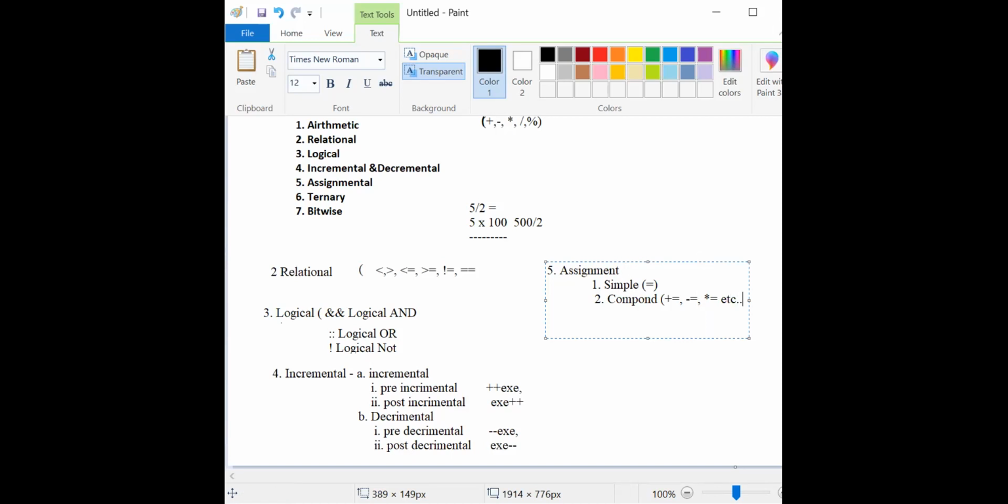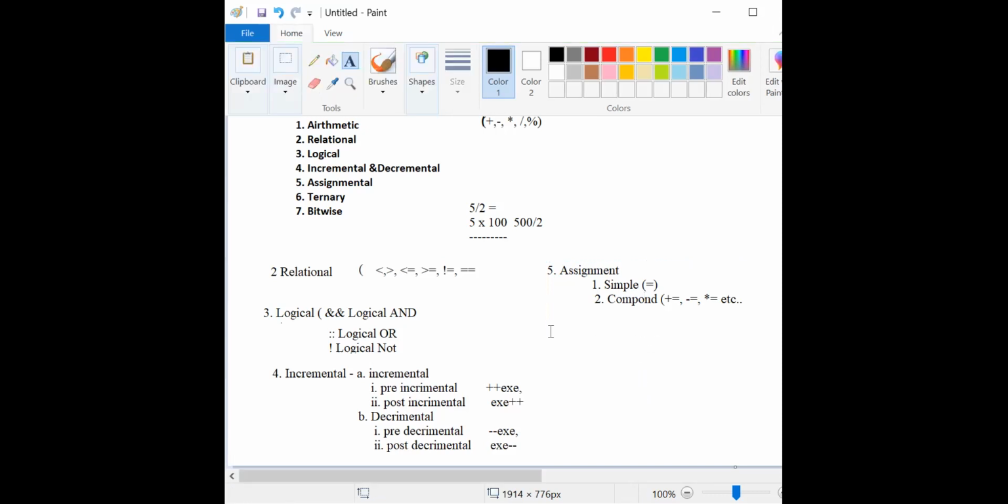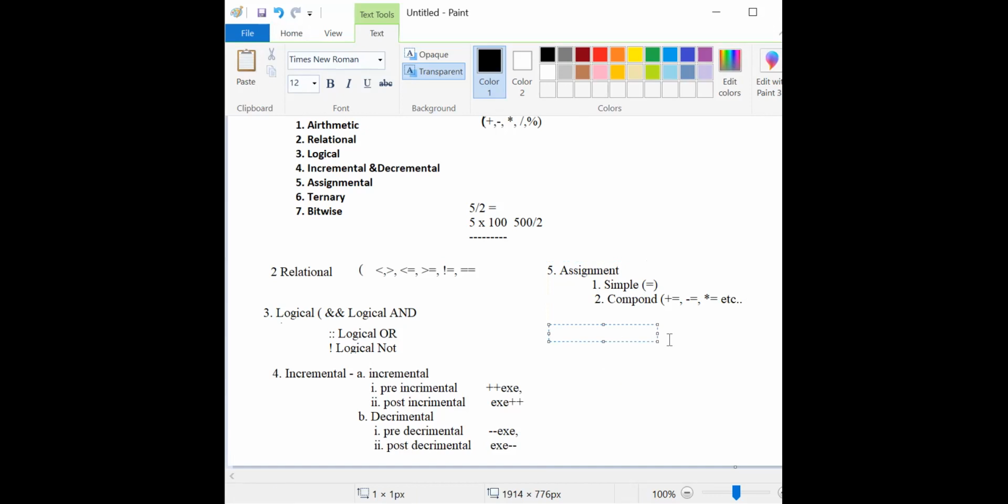So these are all the assignment operators. How many types are there in assignment operators? Only two types: one is the simple operator, and the second one is the compound operator. In an interview, they may ask how many types of assignment operators there are, or they may say, tell me about assignment operators.